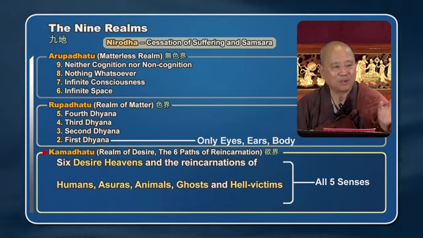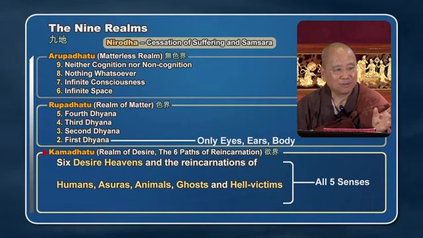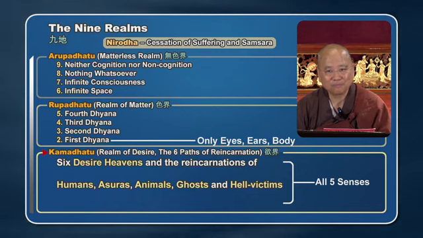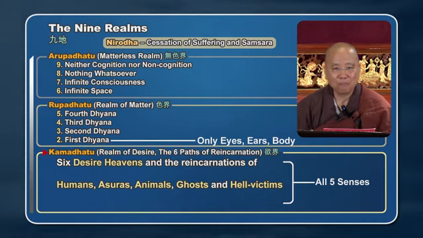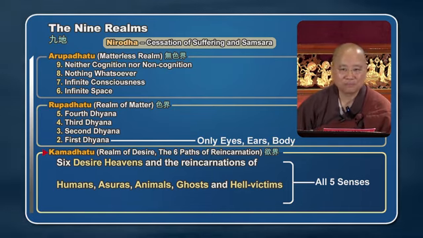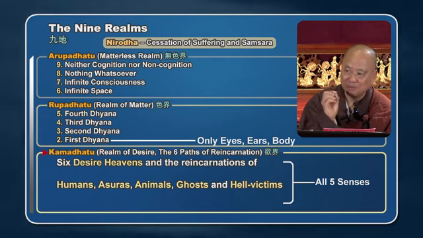But in order to understand how this consciousness is actively working, we have to understand the 9 realms. Let's take a look at the first realm. The first realm, we call it the first ground. We have 9 grounds, right, 9 realms. In the first realm, we have the 6 desire heavens and the reincarnations of humans, asuras, animals, ghosts, and hell victims. So 1, 2, 3, 4, 5, 6. We call it the 6 paths of the 6 reincarnations. Heavens, sometimes you call them angels, heavenly beings. There are 6 heaven levels in this realm.